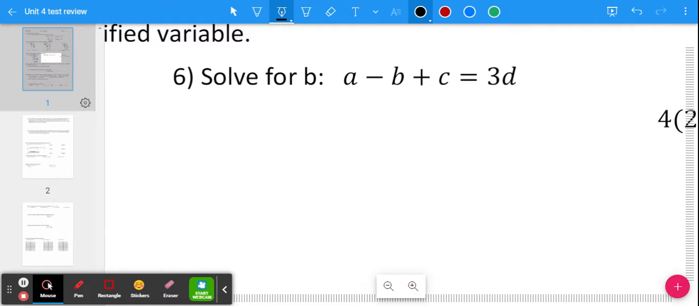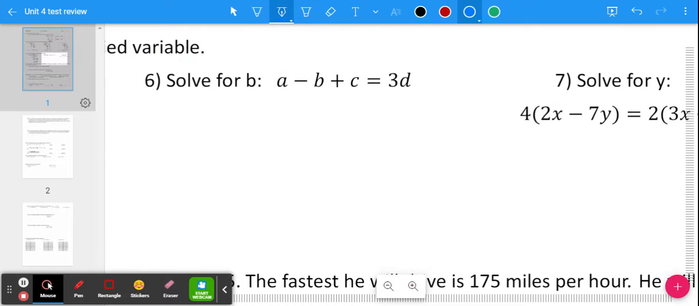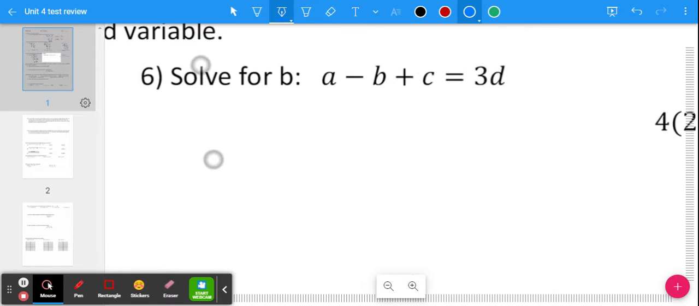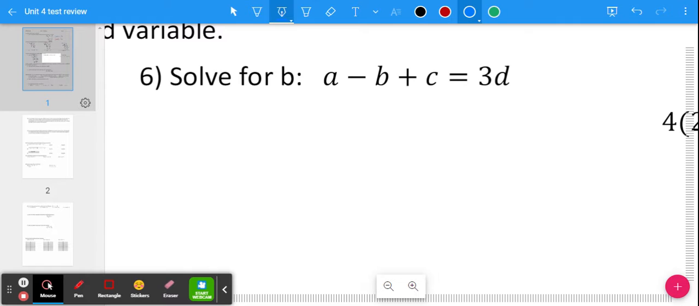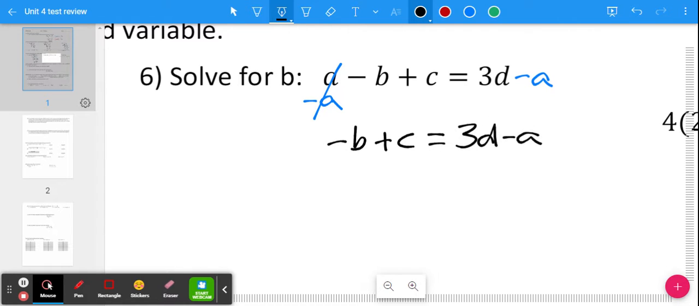So on this one, it says solve for B. So our first step is that we want to isolate B on that side. So we have a positive A, so we're going to subtract A from both sides. For some people, it helped when they wrote it on the right side, or once they moved it, they put it up next to the given parts of the equation, and that made it a little more visual. So A minus A is 0, and we're left with negative B plus C equals 3D minus A.